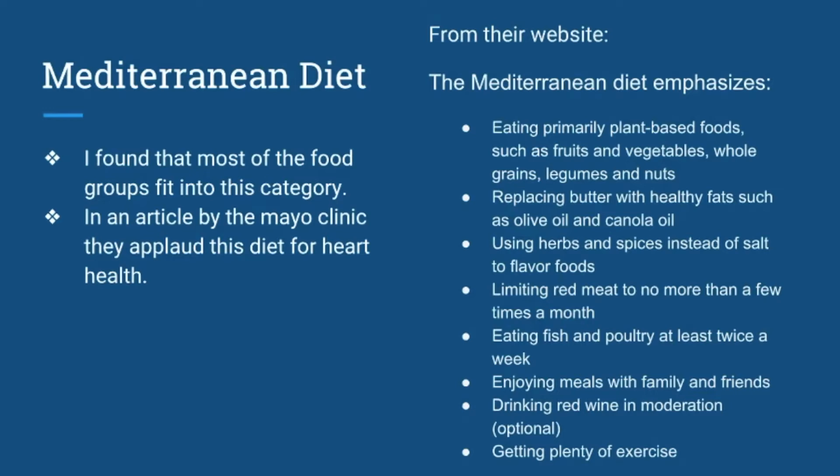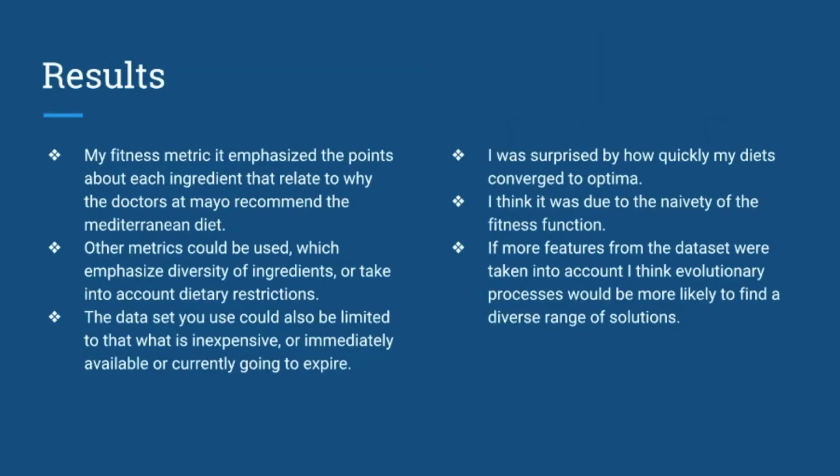In an article by Mayo Clinic, they applaud this diet. This was published on their website in 2017. MyFitnessMetric emphasized the features that the ingredients in that diet contain the most of. I could use other metrics which take into account diversity more so, or emphasize it. I could take into account the dietary restrictions, availability of ingredients, whether it's expensive or going to expire.